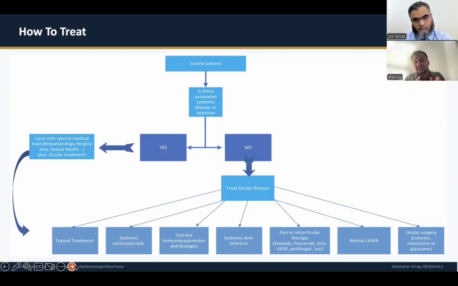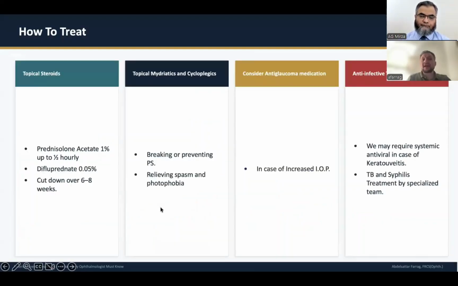And as you can see here, there is a spectrum of treatment of ocular disease, 7 sectors. It can be very variable. The patient may use 1 sector, or may have 2 or 3, or maybe he can pass through all these lines. It depends on the case. So the first thing is, is there an associated systemic disease or infection? Yes or no. If no, and I excluded this, then we focus on treating the ocular condition. And again, how do we treat?